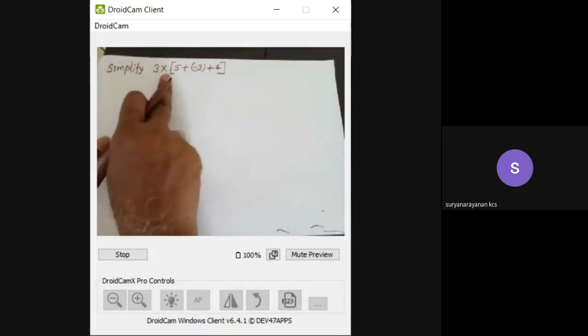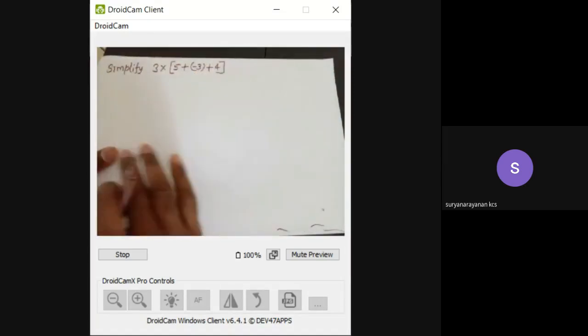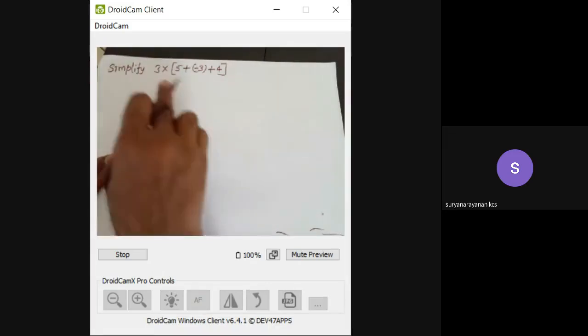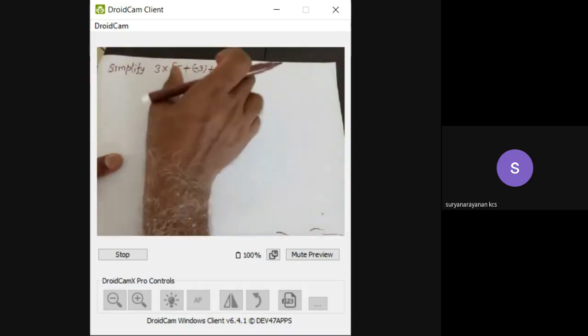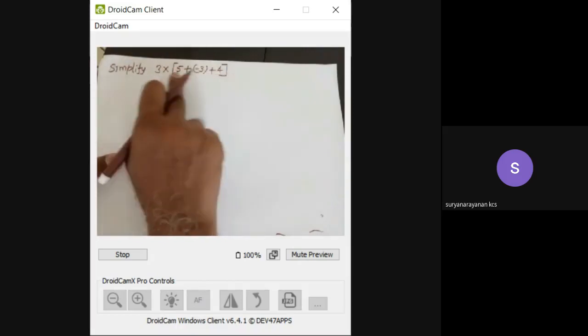Simplify: 3 into [5 plus (minus 3) plus 4]. Here brackets are used. How do you simplify this mathematical expression? First of all, we have to simplify these 3 numbers which are written.